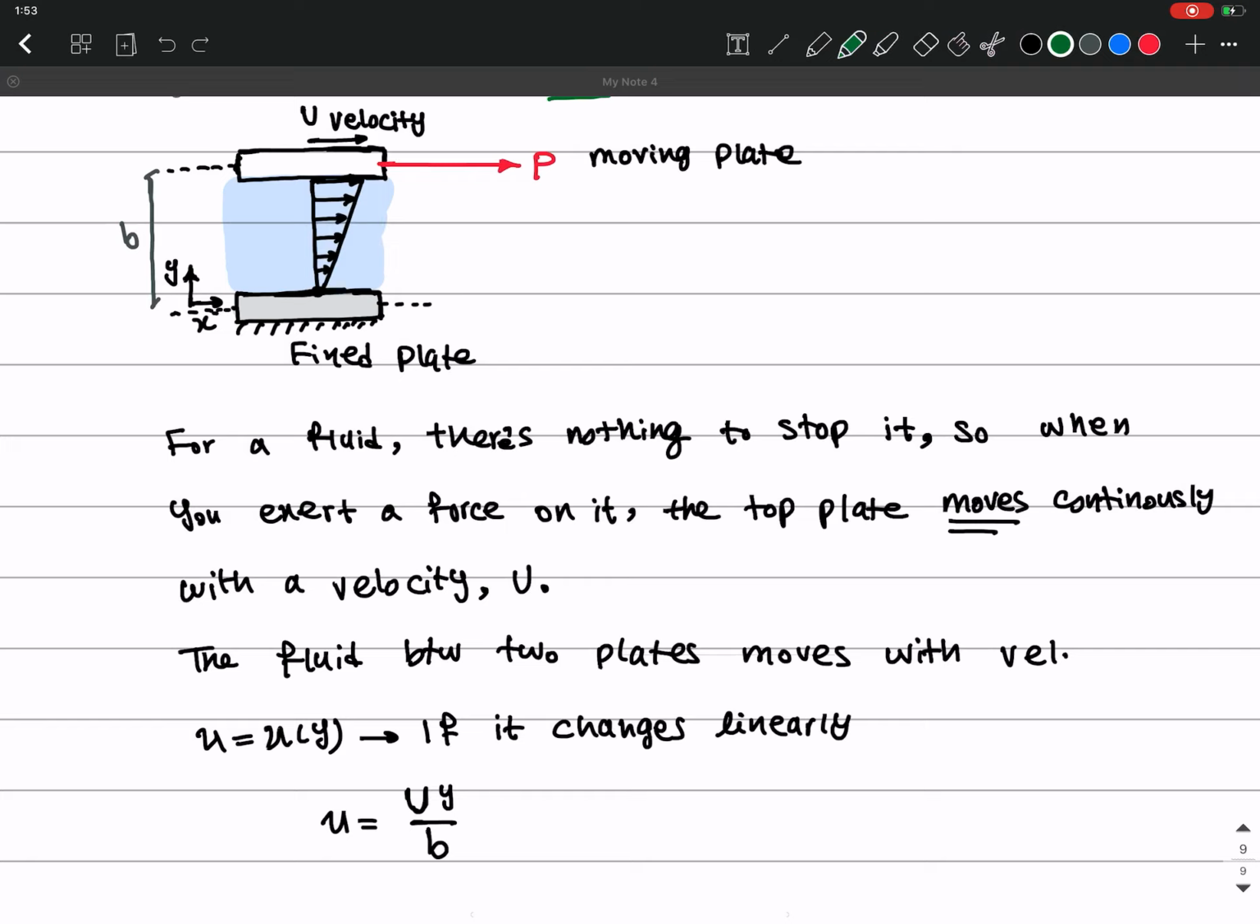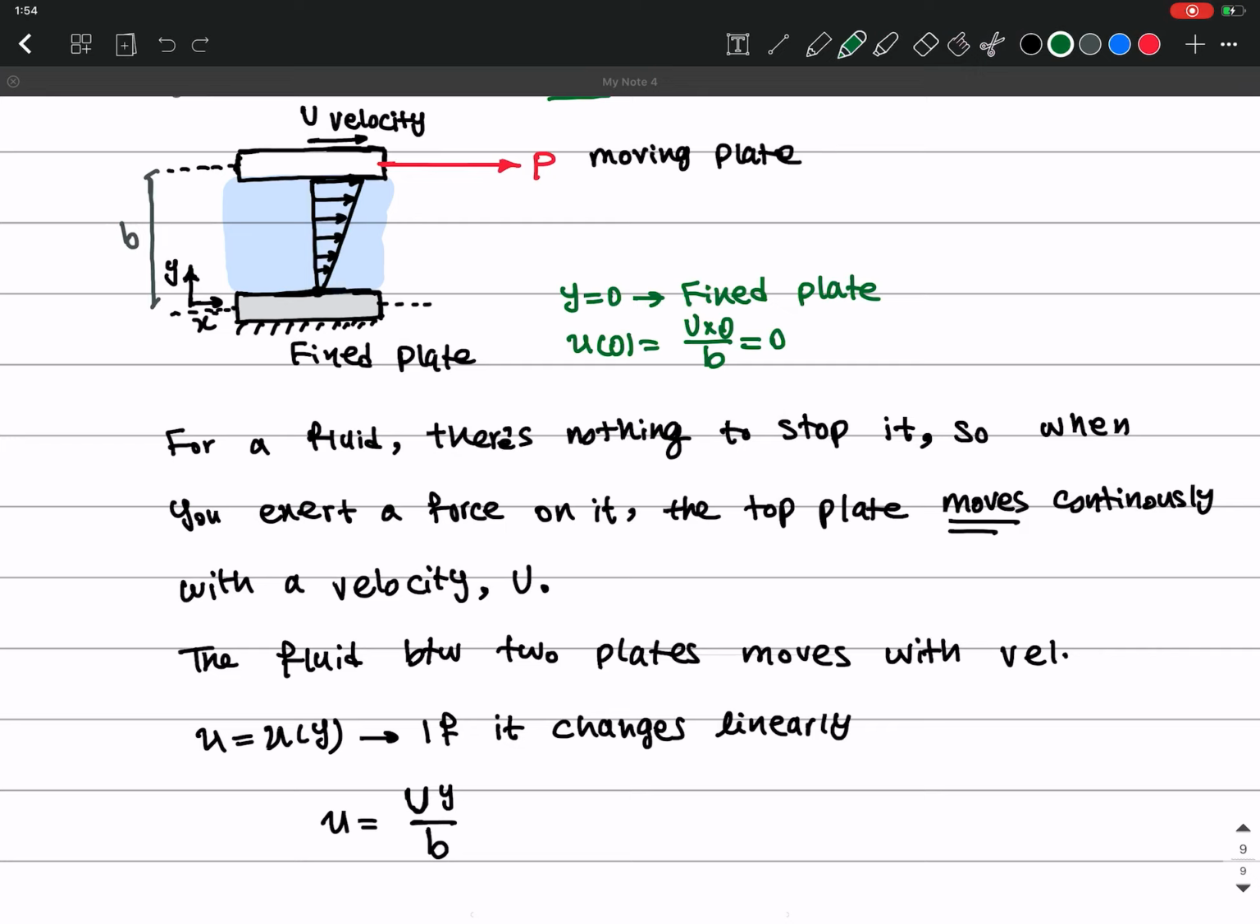This means when y is 0, meaning we are on the fixed plate, then u of 0 is going to be U times 0 over b, which gives me 0. So the velocity of the fluid at the fixed plate is going to be 0, which is what we expect, right? It is 0 here, as you see.